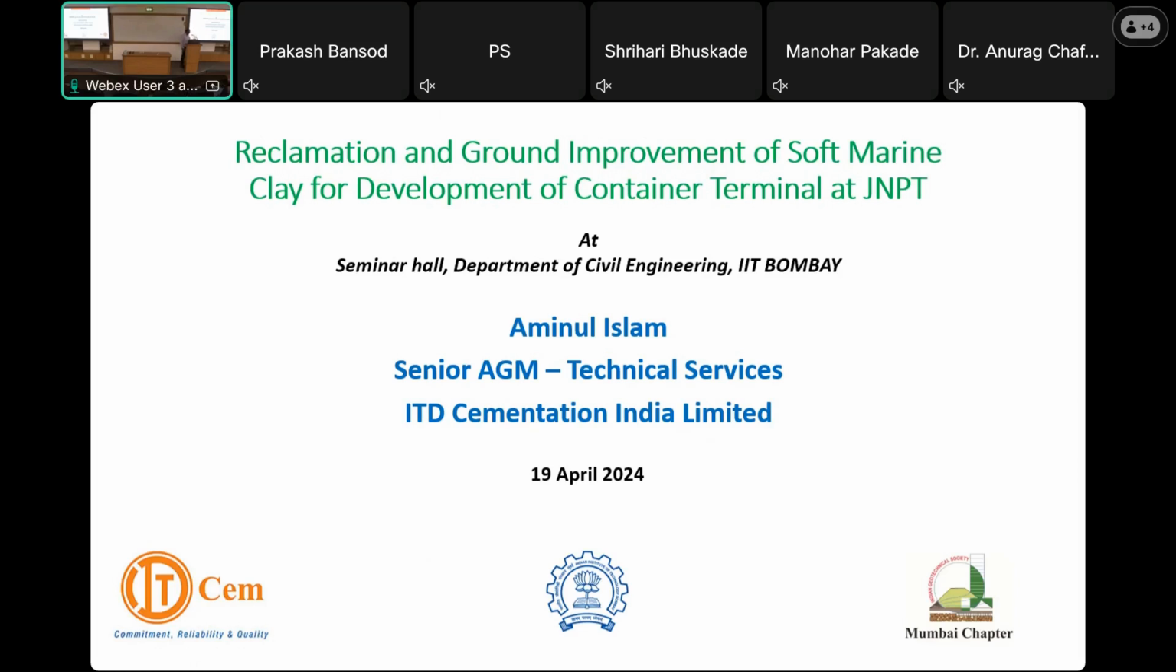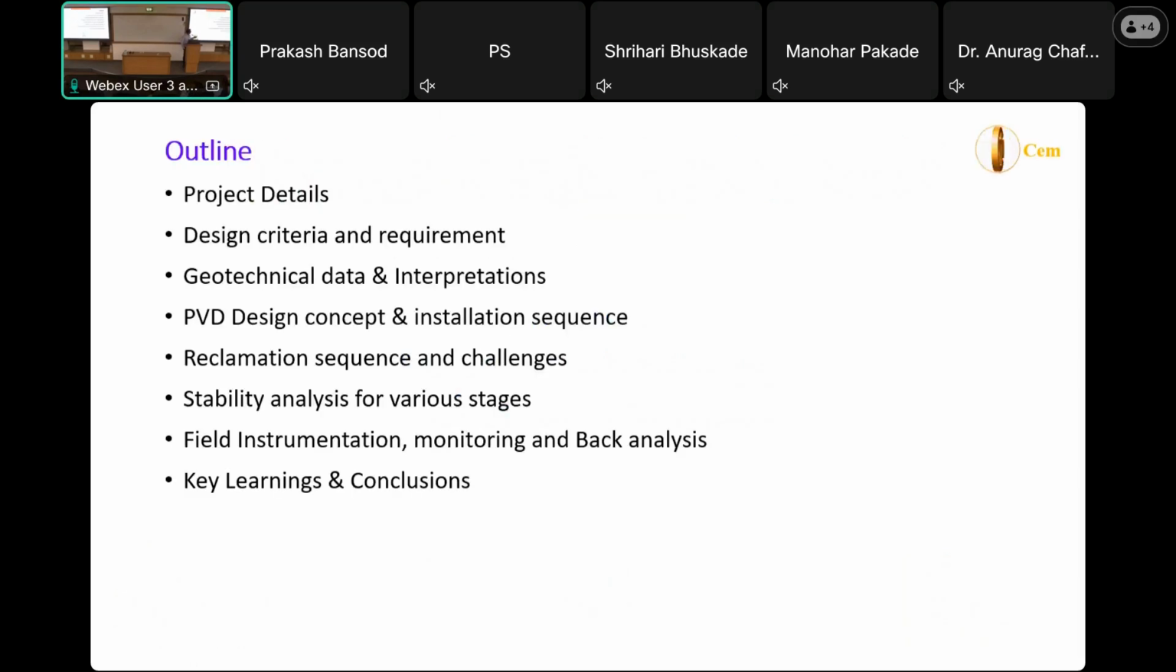Let me start with my presentation on the case study of reclamation and ground improvement at JNPT. This is the largest reclamation and ground improvement work in our country. I'll brief the outline of the presentation. I'll start with the project summary, then the details about the design criteria and geotechnical data, then PVD.